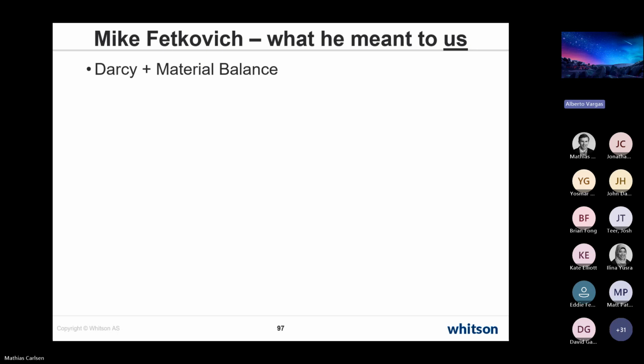What he meant to us as a collective industry was basically the flow equation, Darcy, and material balance. Everything basically fell out of that. Pretty much everything that he did, all the publications revert back to these 2 things. Now he did use the diffusivity equation.